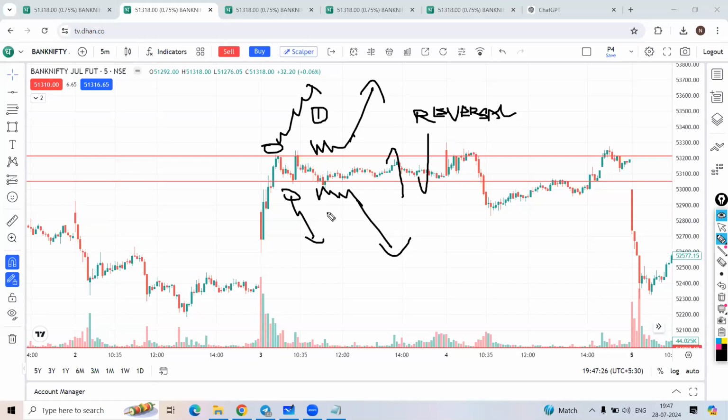1 is also a form of direction. 2 is also a form of direction. 3 is also a form of direction. 4 is also a form of direction. Basically, I want direction. That's it.